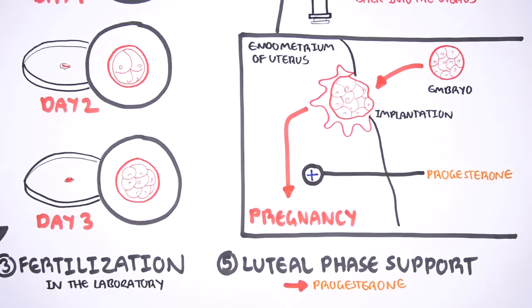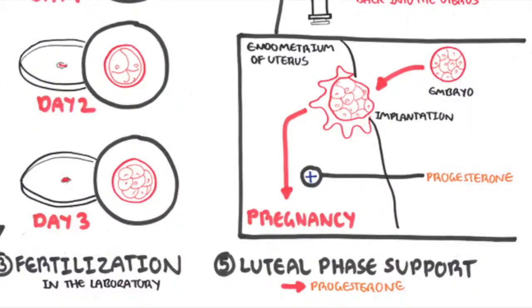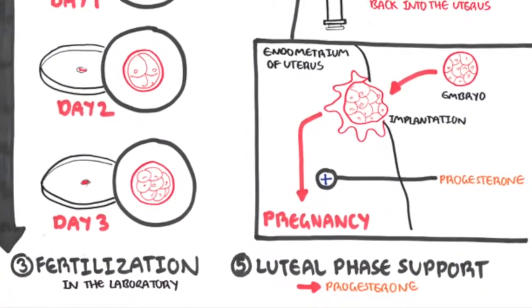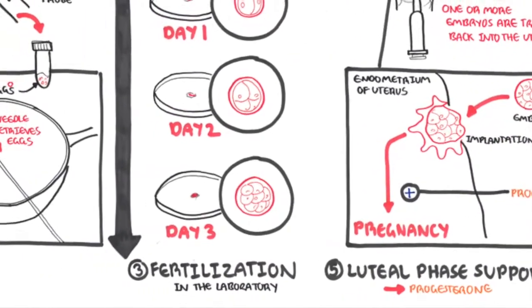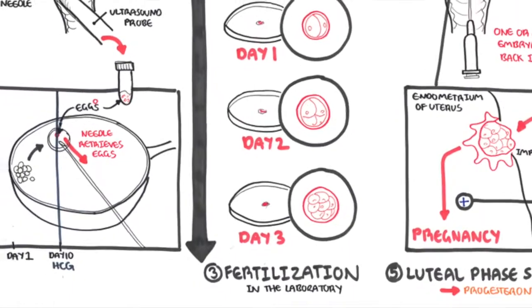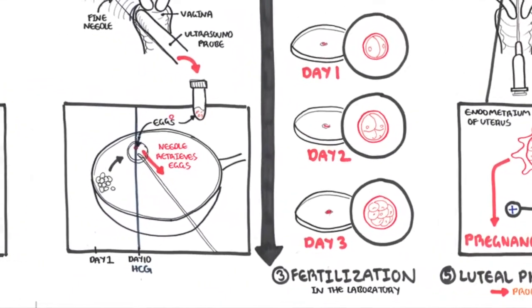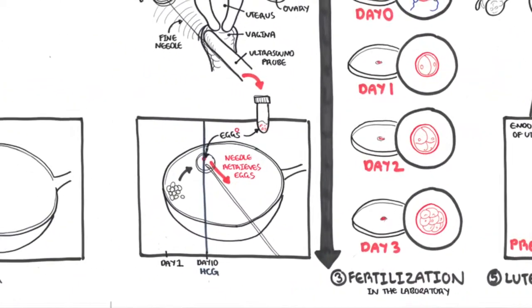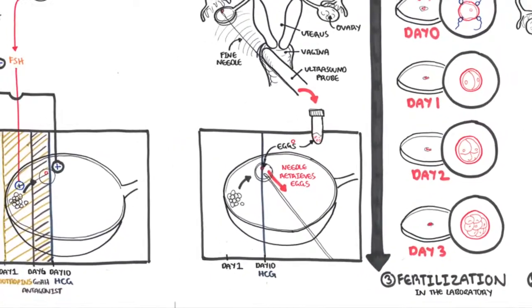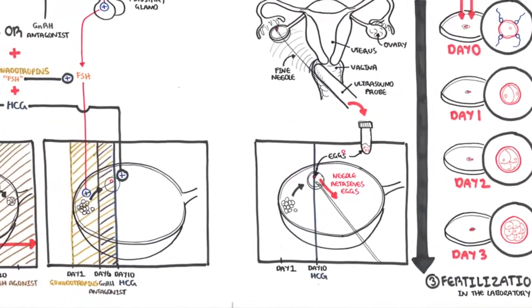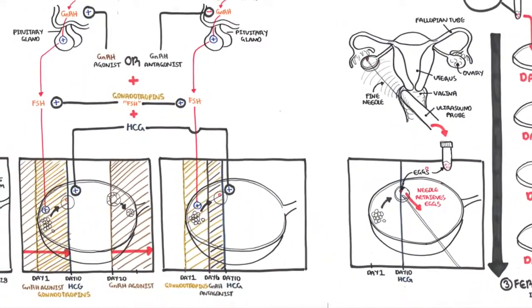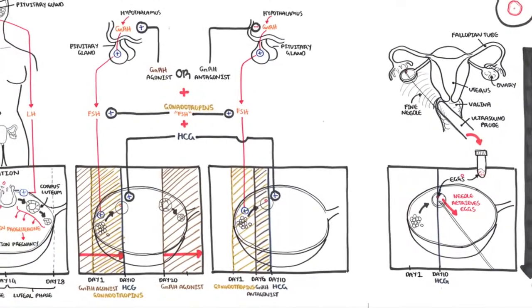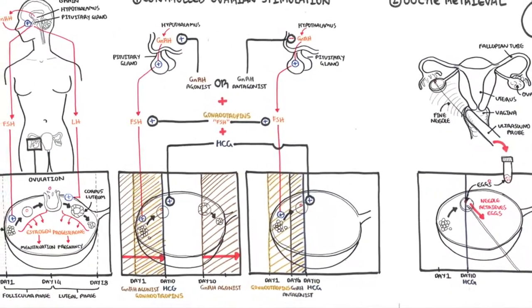Let us recap now the 5 important steps in vitro fertilization. Number 1 was controlled ovarian stimulation, and this was with gonadotropin releasing hormone agonists or gonadotropin releasing hormone antagonists plus gonadotropins plus human chorionic gonadotropin. The second step is oocyte retrieval. The third is fertilization in the laboratory. 4 is embryo transfer into the uterus.